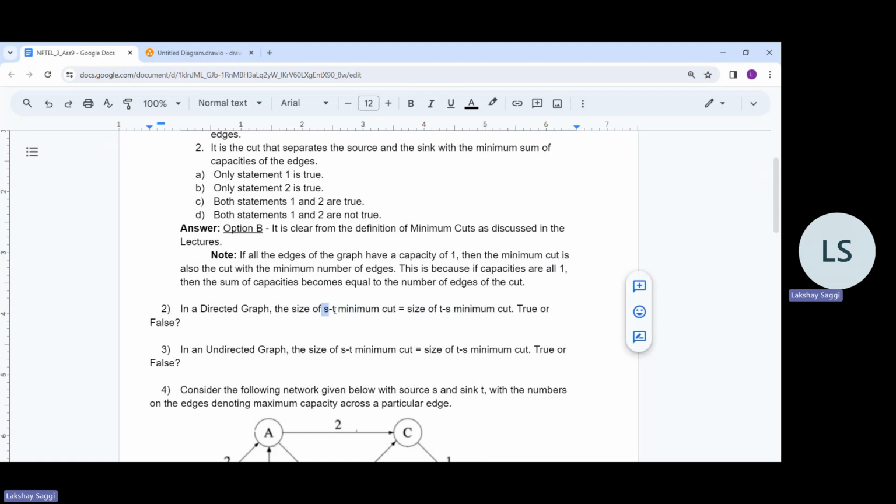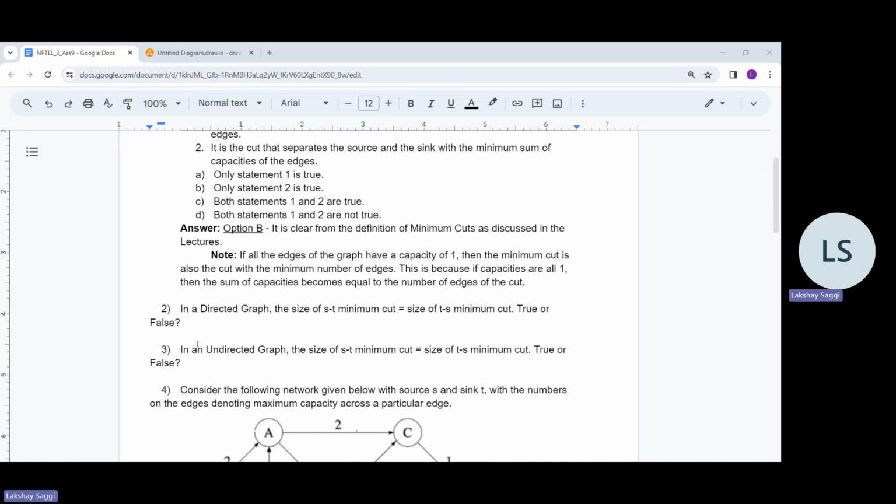Suppose S is the source and T is the sink, then we denote it as the ST minimum cut. Similarly, the TS minimum cut means that T is the source. S and T are just vertices in a graph. If S is taken as source and T as sink, we obtain one minimum cut, and if we take T as the source and S as the sink, we obtain another minimum cut. So are the sizes of the ST minimum cut and the TS minimum cut equal in a directed graph? This is what the problem asks.